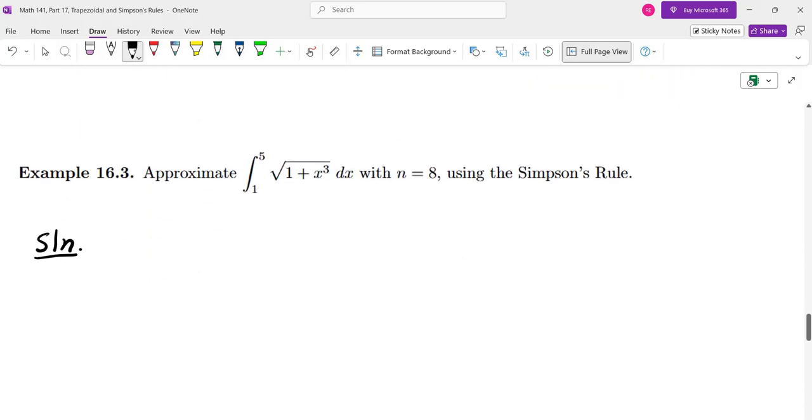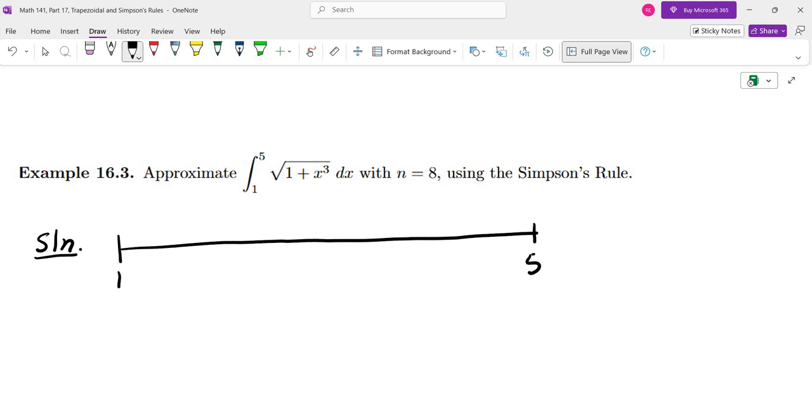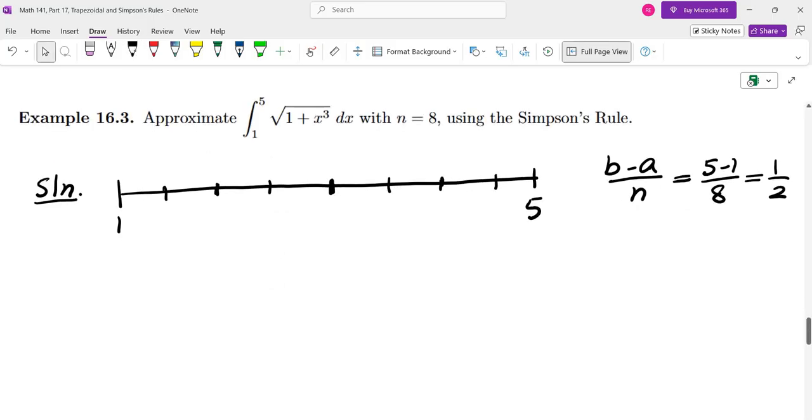Let's now do one example on this one. We want to approximate this integral when n is equal to 8 using Simpson's rule. So we have the integral, it goes from 1 to 5. So we have to divide this into 8 pieces. So our delta x, which is b minus a over n, would be 5 minus 1 over 8. So it is in fact 1/2. So we'll take this one, and then we have to divide this into 8 pieces. So this would be 4 pieces, and this would be 8 pieces. So each time we have to add 1/2.